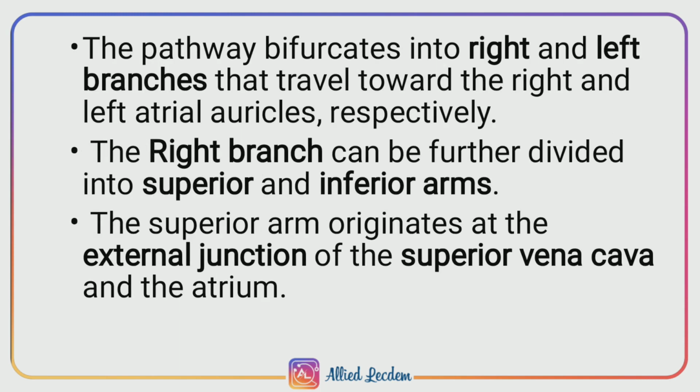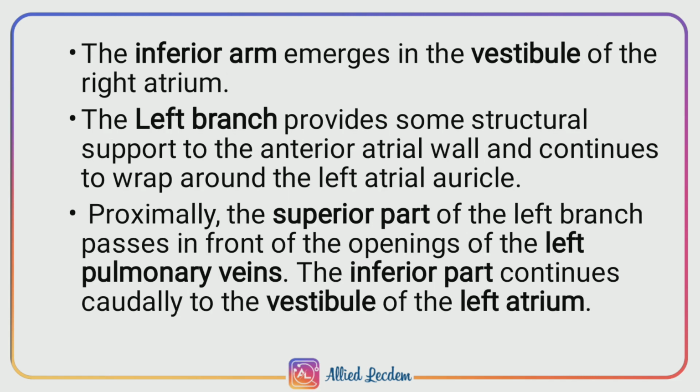This pathway bifurcates into right and left branches that travel towards the right and left atrial auricles. The right branch can be further divided into a superior arm and an inferior arm. The superior arm originates at the external junction of the SVC and the atrium. The inferior arm emerges in the vestibule of the right atrium.